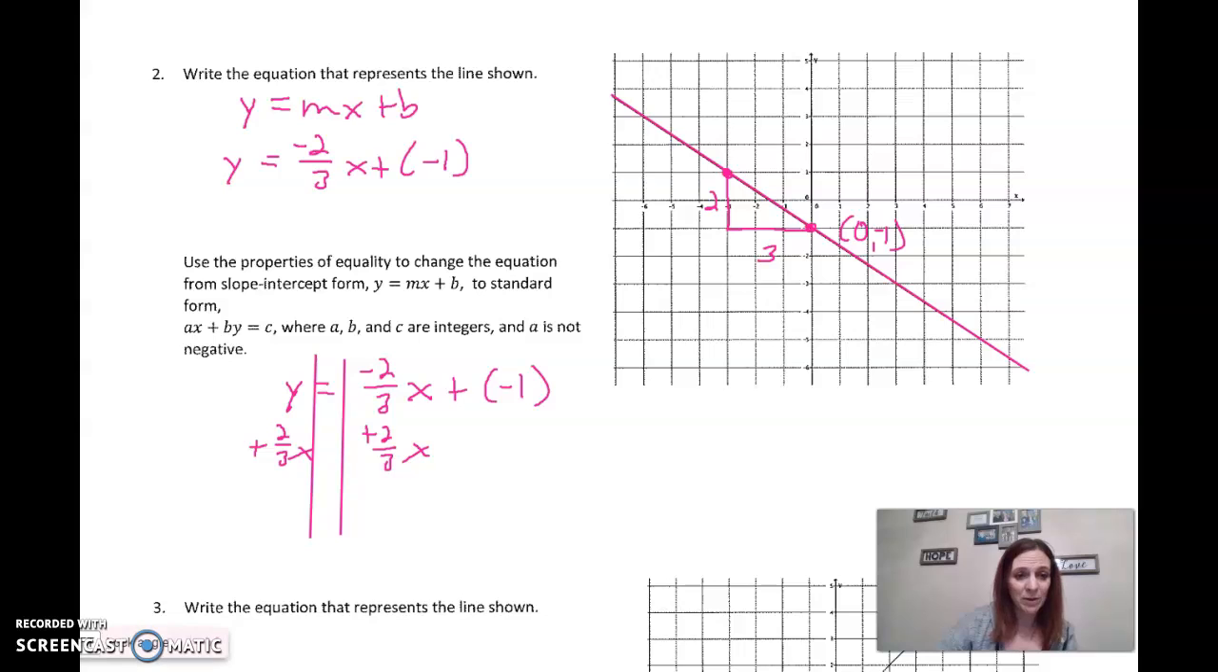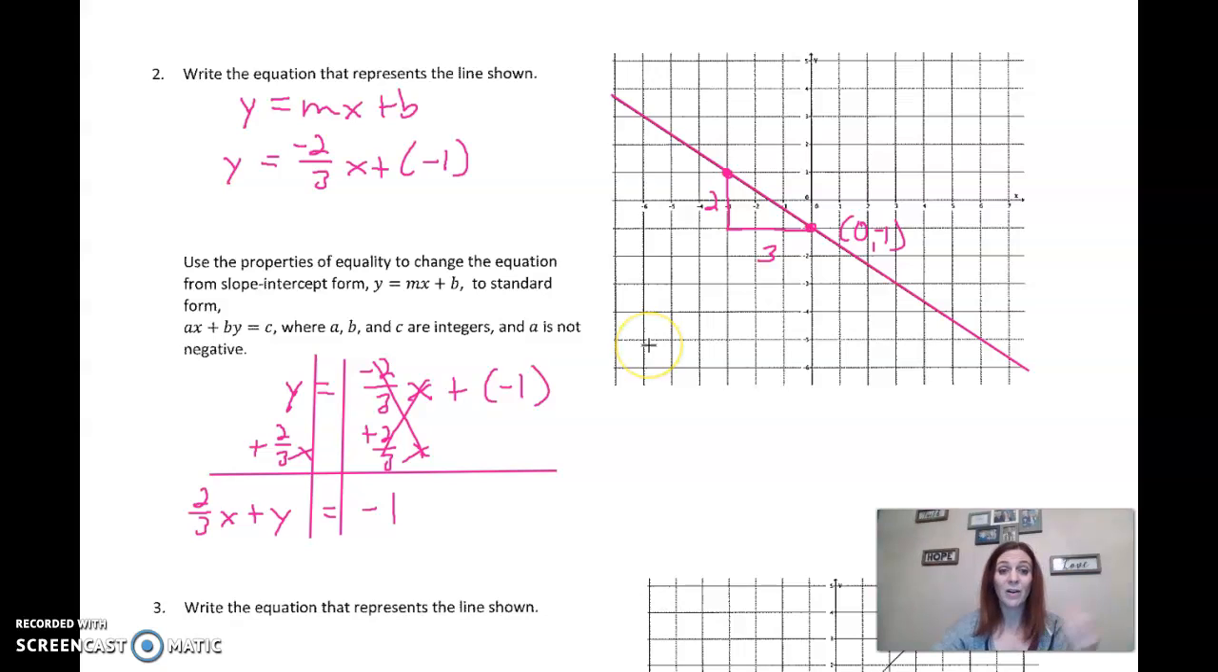Now, remember, adding is commutative, right? We can change the order. So I don't have to say y plus 2/3 x. I can say 2/3 x plus y. And that's what I'm going to do to save some time. And now over here, that all cancels to give me 0, and that equals a negative 1. All right, so if you can get to this part, great. We only have to do one more thing because this looks great.